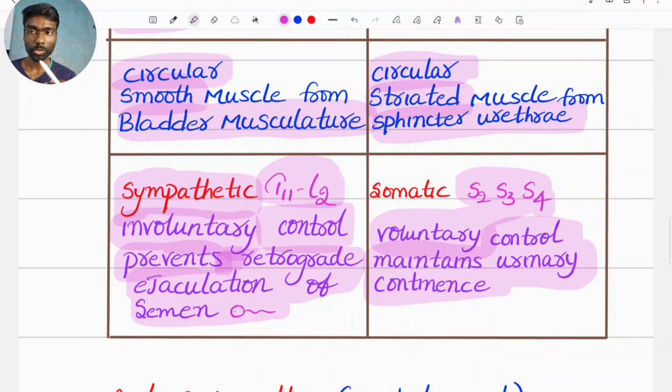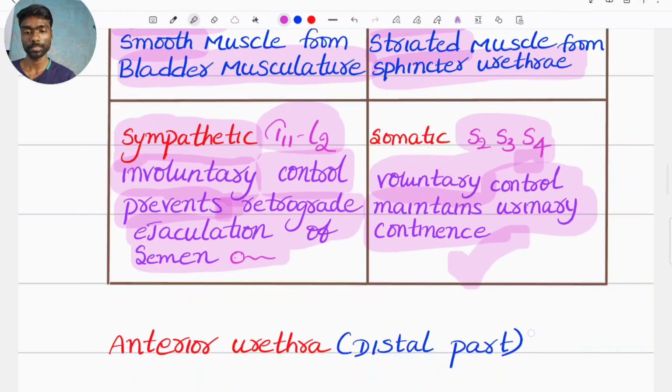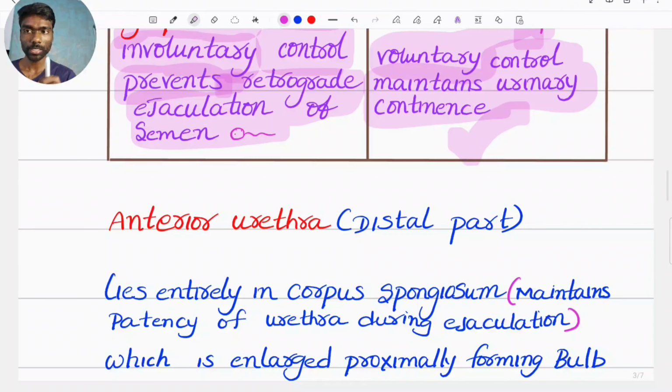We can control our urine when the bladder is full until we go to the washroom because of this external urethral sphincter, which is voluntary, supplied by S2, S3, S4. If any problem is there in the external urethral sphincter, we will lose voluntary control of micturition. It is called urinary incontinence.